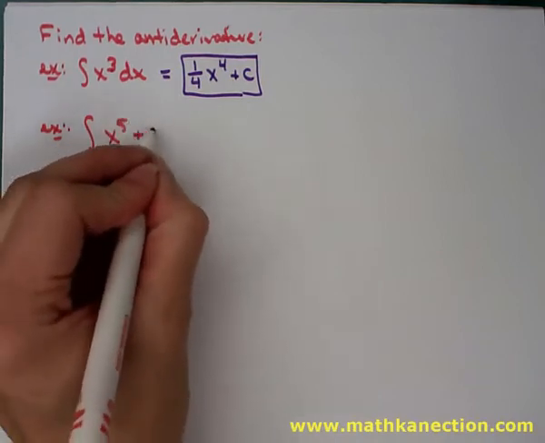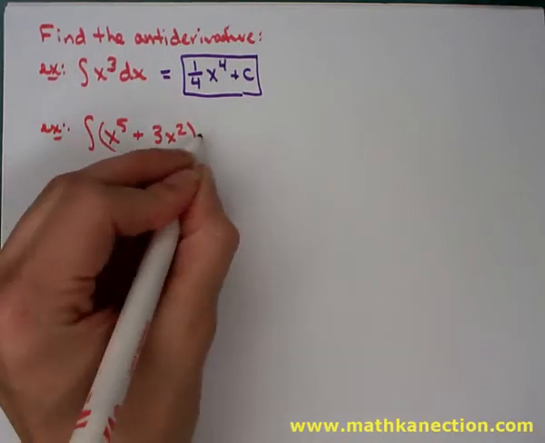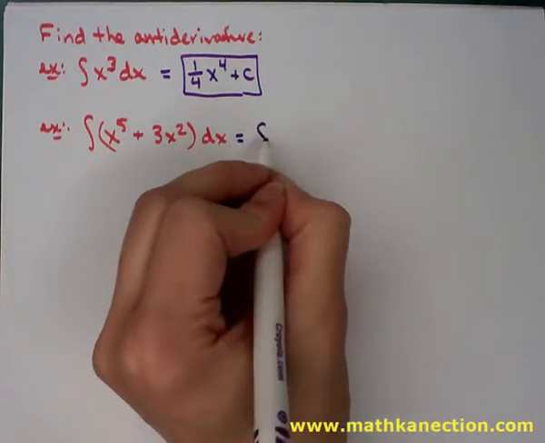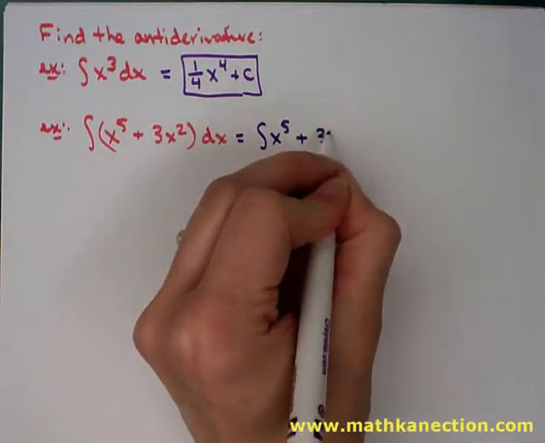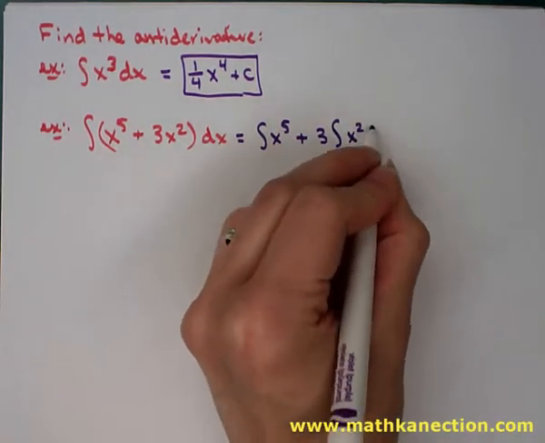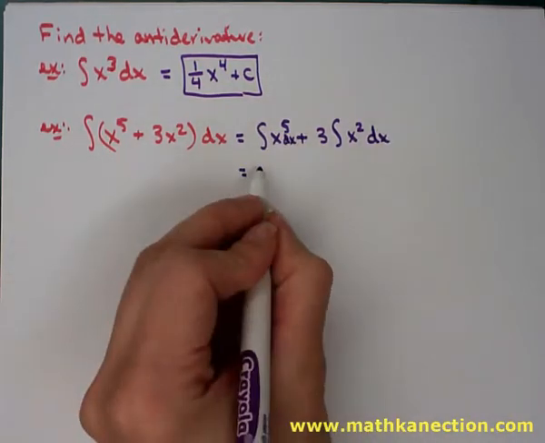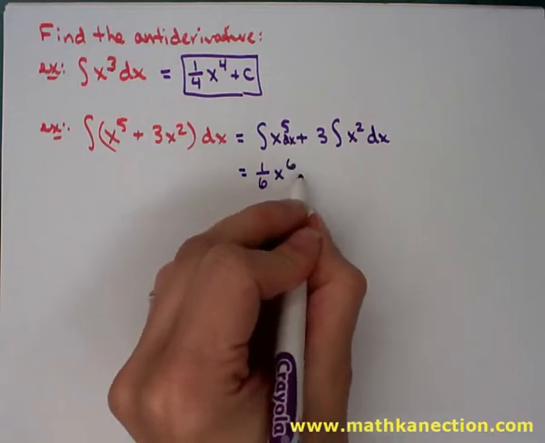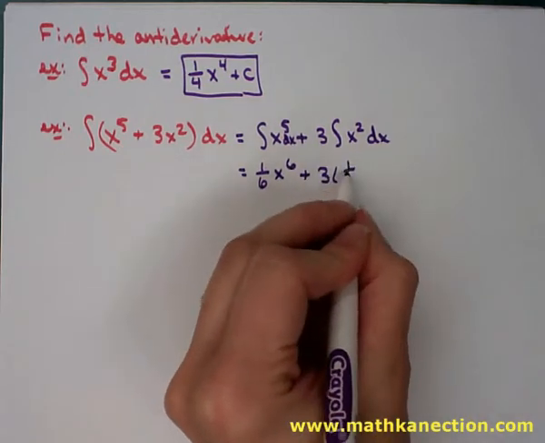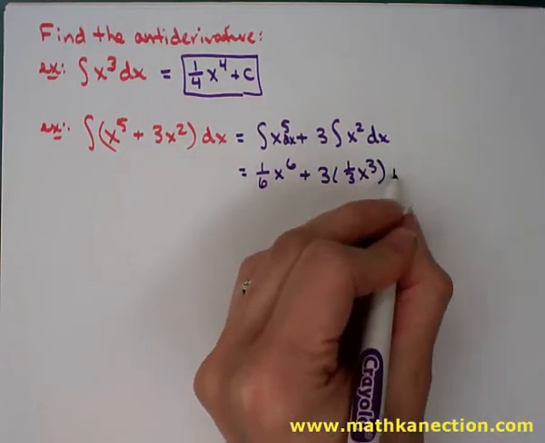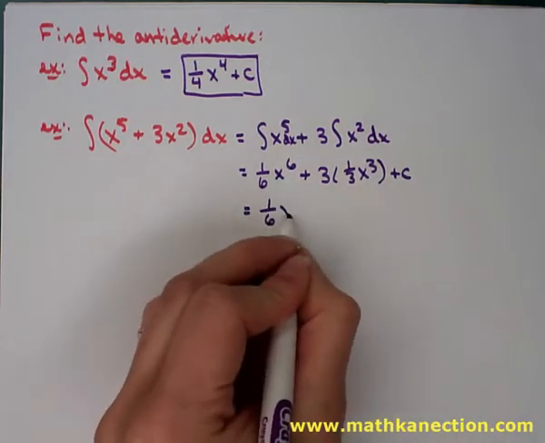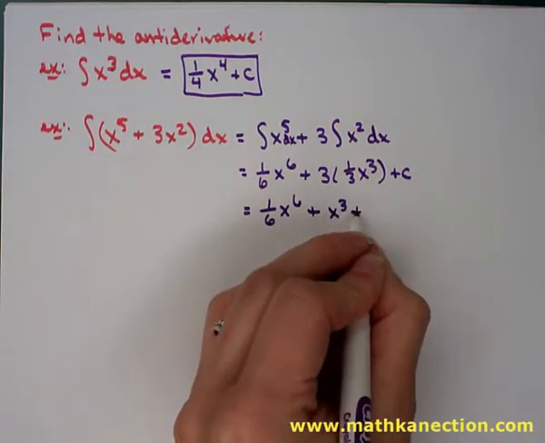Antiderive x to the fifth plus 3x squared dx, adding 1 to the 5. Antiderive x to the fifth dx plus 3 times the antiderivative of x squared dx, giving each term its own integral. X to the fifth would become 1/6 x to the sixth, plus 3 times x squared becomes 1/3 x to the third, and then plus the constant c. So that makes 1/6 x to the sixth plus x to the third plus c.